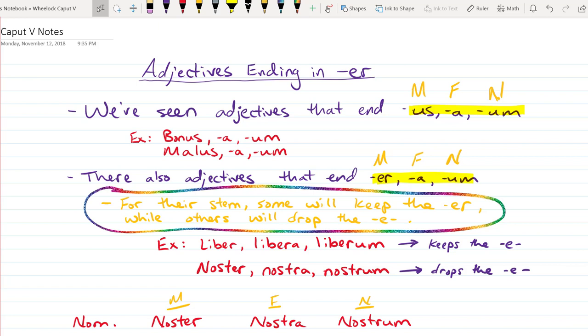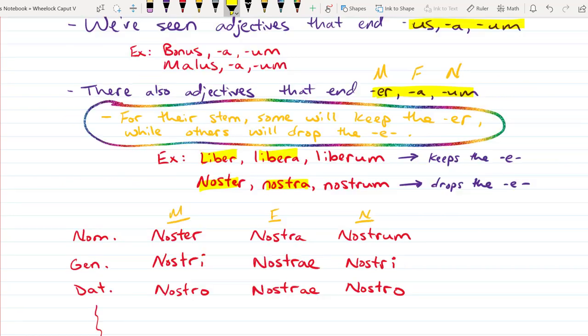So we have two examples here. If you look at liber, libera, it keeps the e. Noster, nostra does not. Then as you see for the stem, here we have noster, nostra, nostrum. If you got rid of the a, and then if we look here even, it goes noster, nostri. Okay, this second one is what's going to give you your stem to use for all the other forms except the masculine nominative singular.